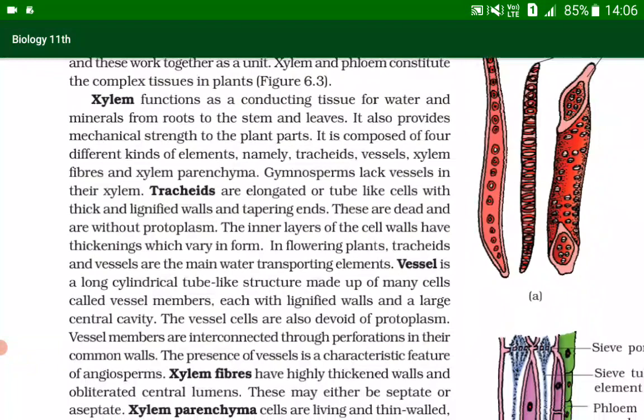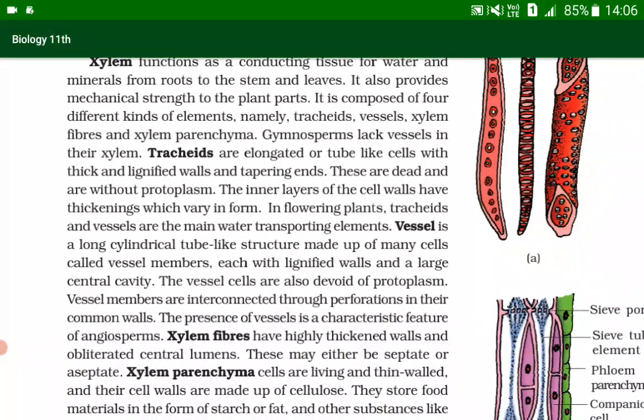It is composed of four different kinds of elements, namely tracheids, vessels, xylem fibers and xylem parenchyma. Gymnosperms lack vessels in their xylem. Tracheids are elongated or tube-like cells with thick and lignified walls and tapering ends. These are dead and are without protoplasm. The inner layers of the cell walls have thickenings which vary in form.